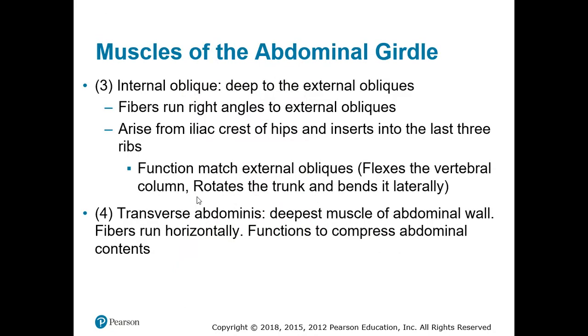The next 2 are internal oblique, which actually is just deeper to your external obliques, and they run just at right angles. So still diagonal, but opposite way. And these arise from the iliac crest of the hips and insert into the last 3 ribs, and their function is exactly what the external obliques are. They help flex the vertebral column, so it allows you to bend over. It rotates the trunk, so in order to look over behind you, and it helps bend it laterally, so if you were to lean side to side.